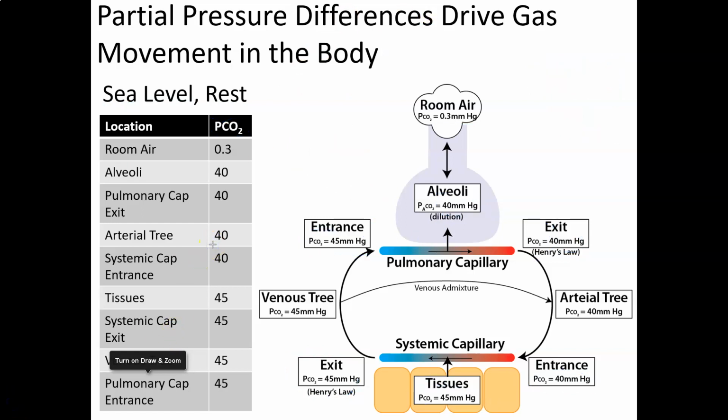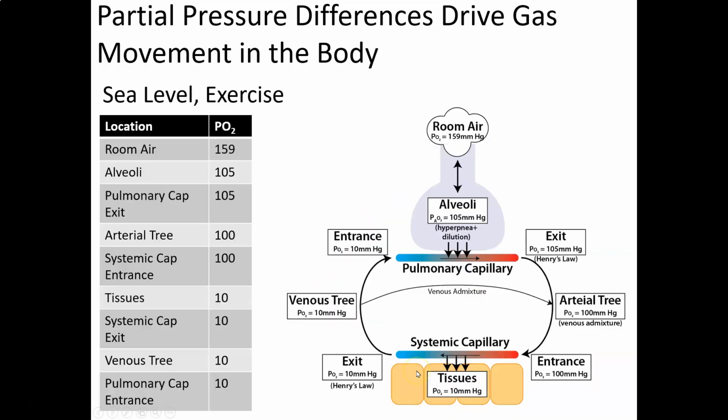But sea level is not the only condition we should worry about, nor is rest. So we're going to look at two other conditions and see what happens. The first one will be sea level and exercise. So instead of looking at sea level and rest, we're going to look at sea level and exercise. Sea level tells us the total pressure, and exercise tells us what the level of metabolism is. So we'll look at the differences and how that's caused.